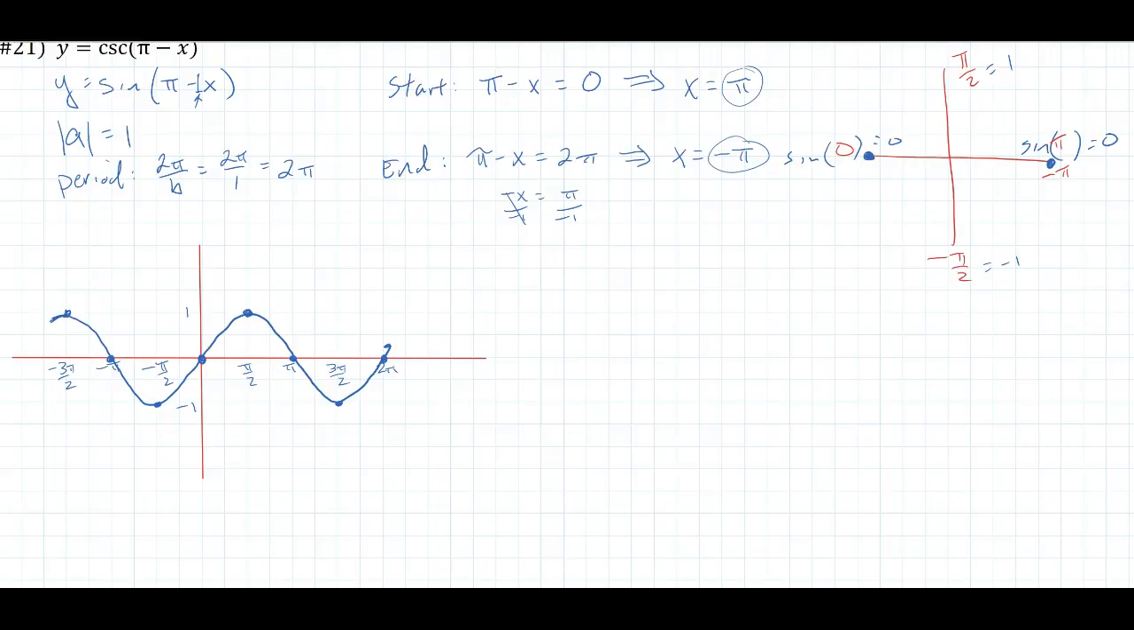Now we want to graph. What we actually want to graph is cosecant. So we talked about in class that we have these vertical asymptotes at our zeros.